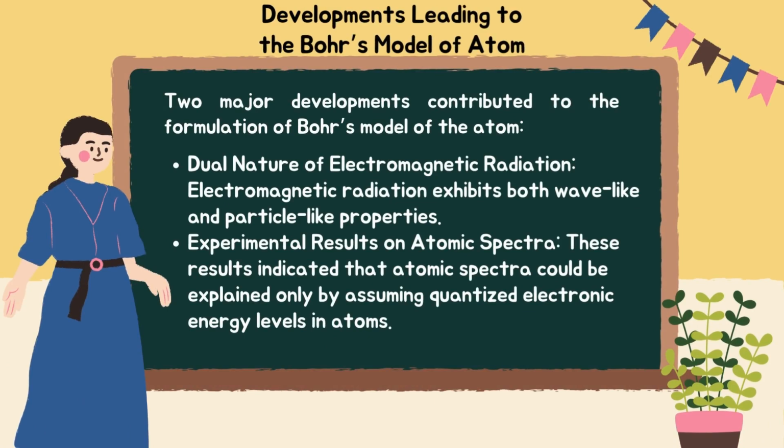Two major developments contributed to the formulation of Bohr's model of the atom. 1. Dual nature of electromagnetic radiation. Electromagnetic radiation exhibits both wave-like and particle-like properties. 2. Experimental results on atomic spectra. These results indicated that atomic spectra could be explained only by assuming quantized electronic energy levels in atoms.